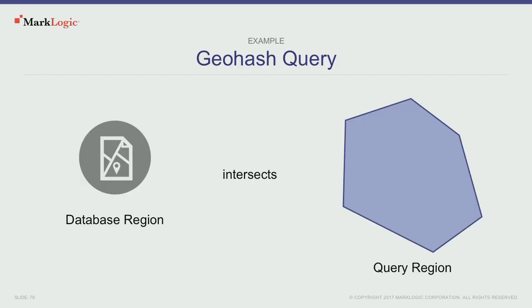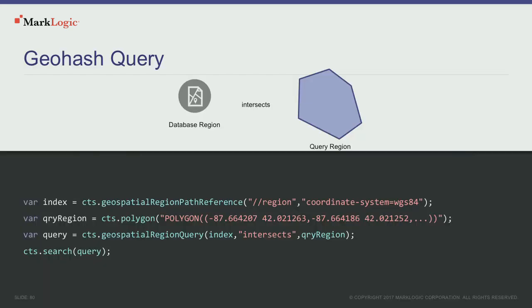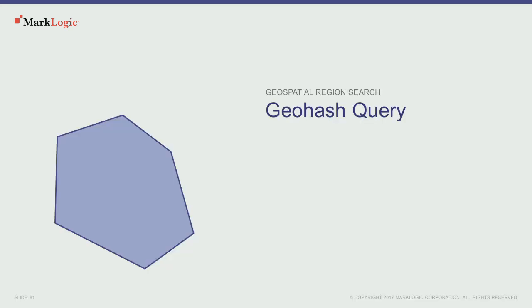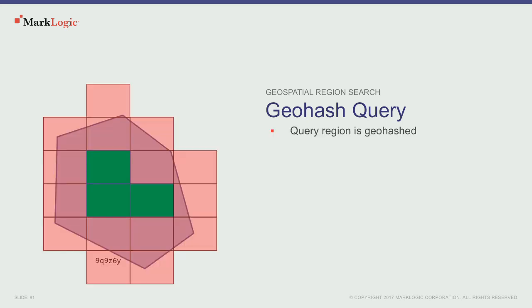Now what happens at query time? Say we wanted to search for database regions that intersect with a given query region. This is what this query would look like if you were to write it in JavaScript using a cts geospatial region query. The first thing that we do with your polygon or other region when you search is we geohash it. So we calculate the geohashes, and then each geohash will give rise to a set of search terms that we're going to query the universal index for.